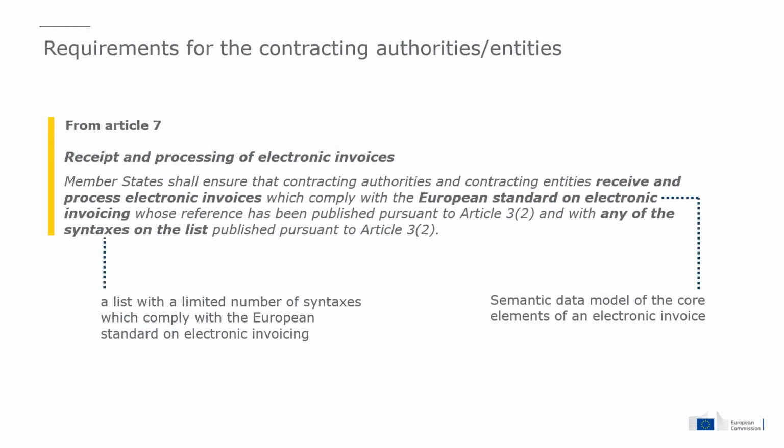Looking a bit closer on one of the articles of the directive, we see that it says that the member states shall ensure that the contracting authorities and contracting entities must be able to receive and process electronic invoices which comply with the European standard on electronic invoicing. And then it also says that you must be able to receive with any of the syntaxes on the list. So we have a few things here that need a bit more explanation.